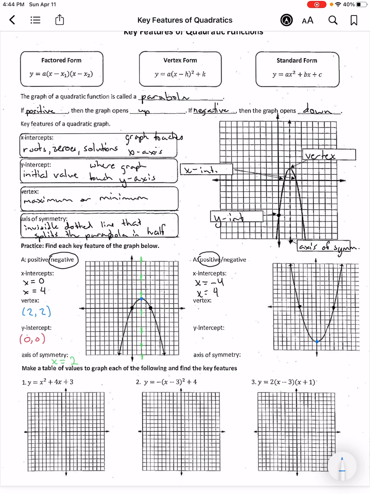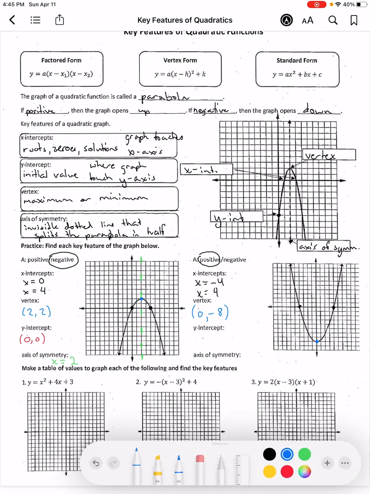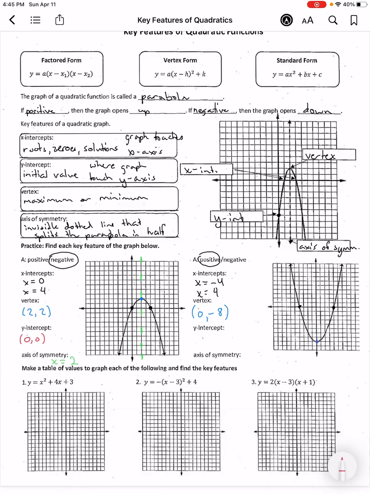In this case, our vertex is located at (0, -8). That is our vertex. Our y-intercept in this case is also going to be where the vertex is. And so the y-intercept is also (0, -8).